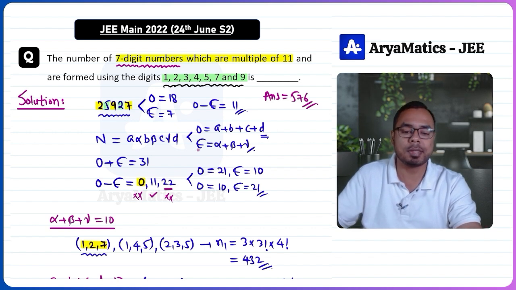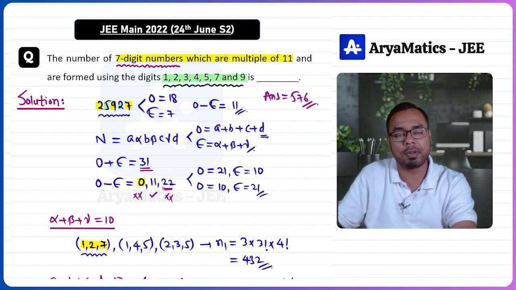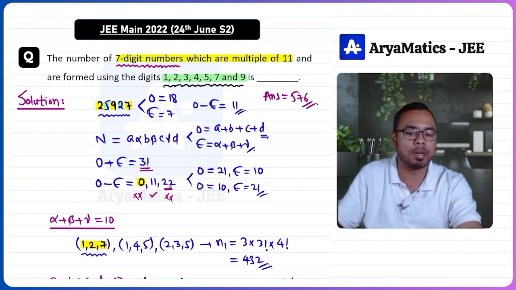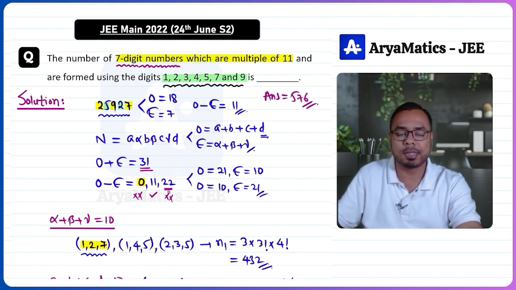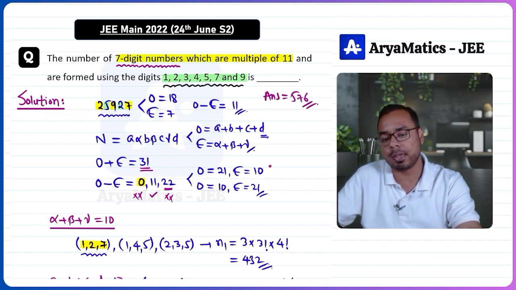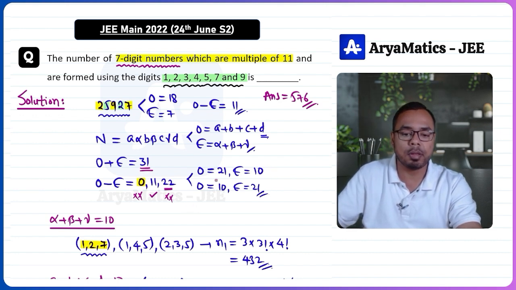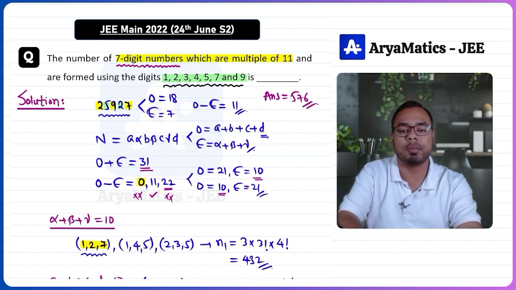So for multiples of 11, this is the standard process that you need to follow. Find the sum of all digits, that will be O plus E. And then for O minus E, you have different cases. But we can take only an odd value for O minus E if O plus E is odd. Ultimately, when you add these two, 2O must be even. So if O minus E is either 0 or 22, this will not work. So the only possibility is O minus E is 11, or minus 11 will also work. So for that, we have interchanged here. So we got O as 21, E as 10, that is one case. Another one, 10 and 21.